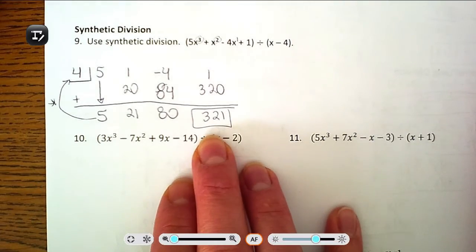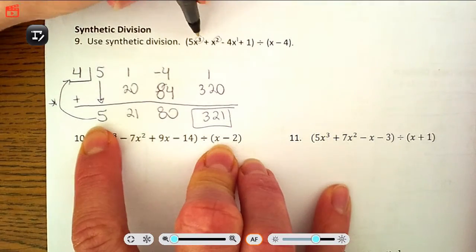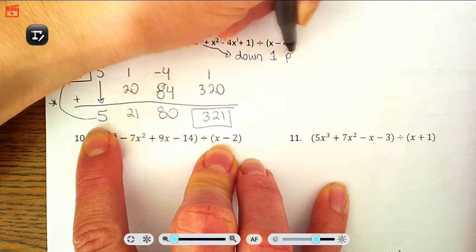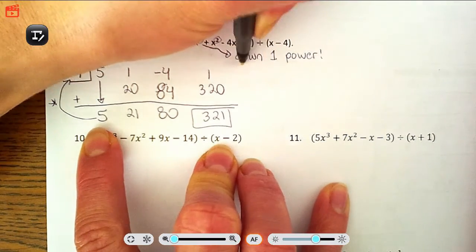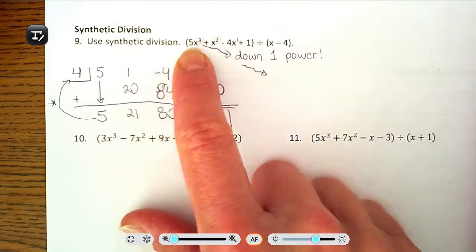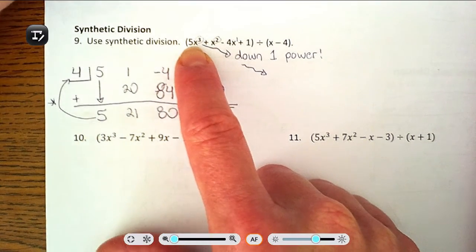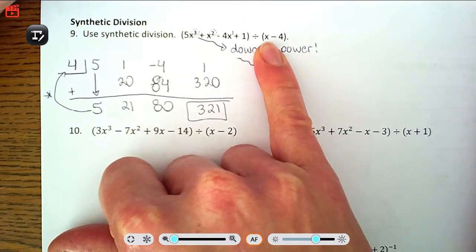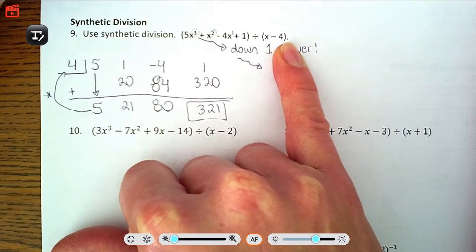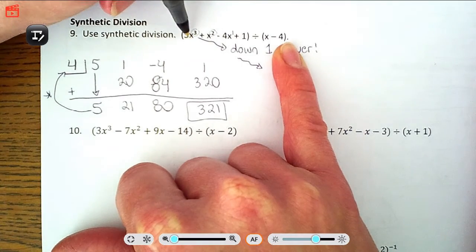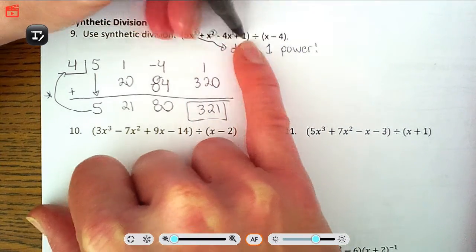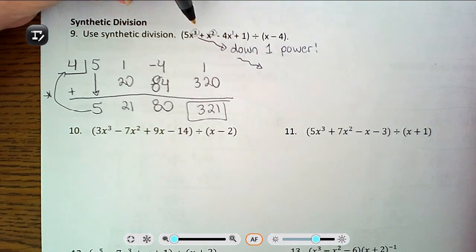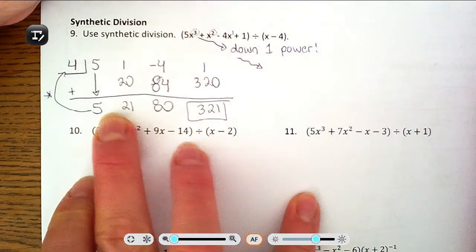Now, here's how you write your final answer then. We're going to go down 1 power. Okay, so that means if the original polynomial starts with an x to the third, we're going to want to start our answer with x to the second. And that's because we essentially divided by x minus 4. So if you think more of the stack version of dividing, we can divide each of these by an x, and in that way, one x is lost from each of them by cancellation. Okay, so that's kind of a rough idea of what's happening there.